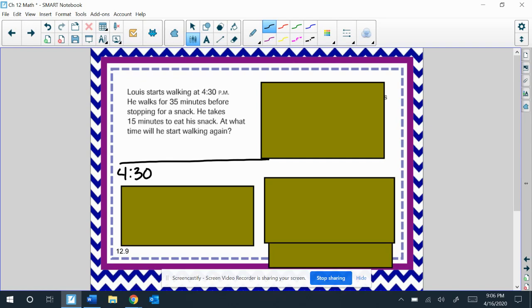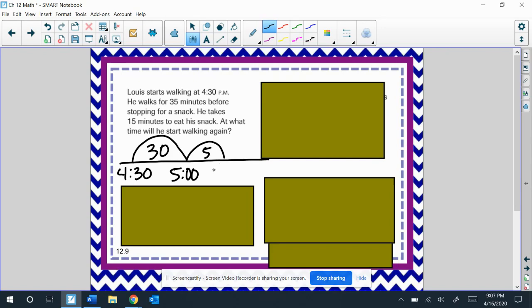Let's see how you did. I start at 4:30 and he walks for 35 minutes, so I'm going to jump by 30 this time. That's not bad. 30 plus 30 is 60. Well, I know 60 minutes is in 1 hour, so I'm just going to add 1 hour onto 4. I get 5 o'clock. Then I have 5 more minutes, so I just jump 5 more.